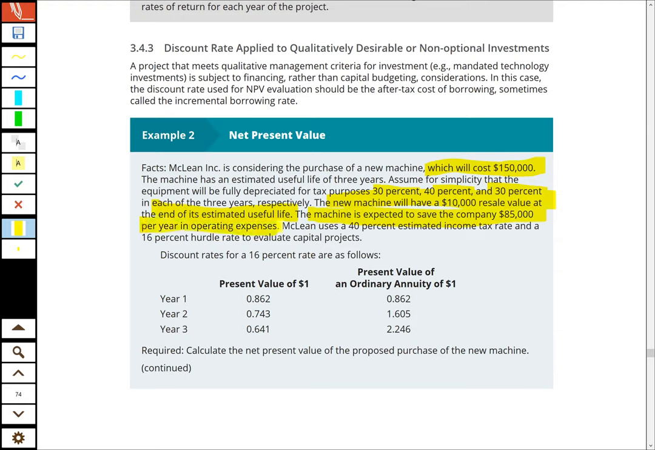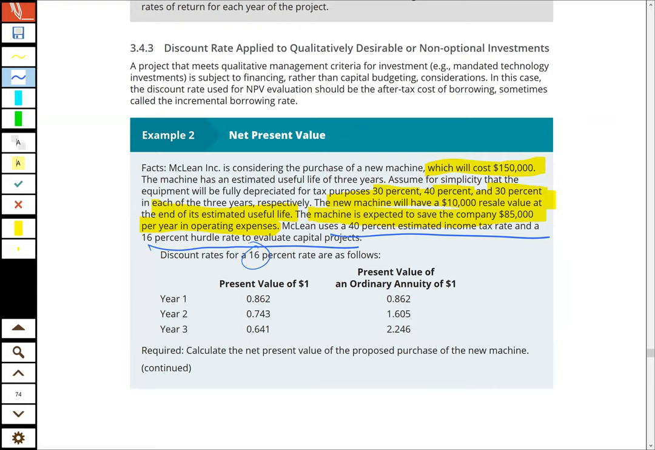You're going to see something like that in questions. Otherwise, why are we doing this? We're not buying a machine to look at it. It's supposed to increase our cash flow. McLean uses a 40% income tax rate, and here we go, a 16% hurdle rate for its capital projects. That hurdle rate is basically the required rate of return in order to accept the project. We use that rate to come up with our present value factors.